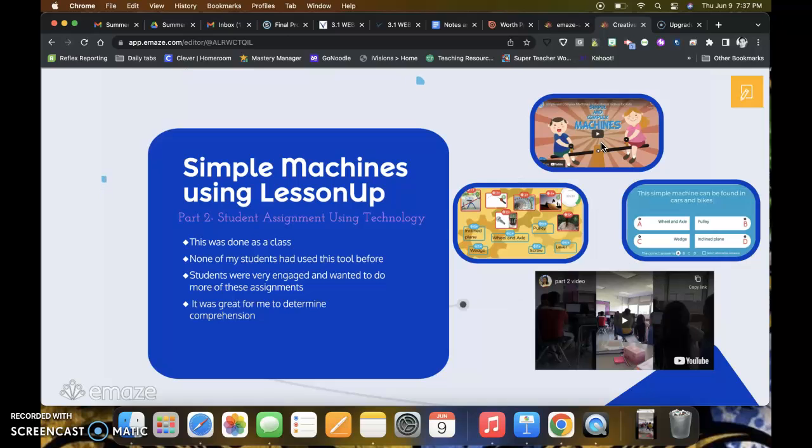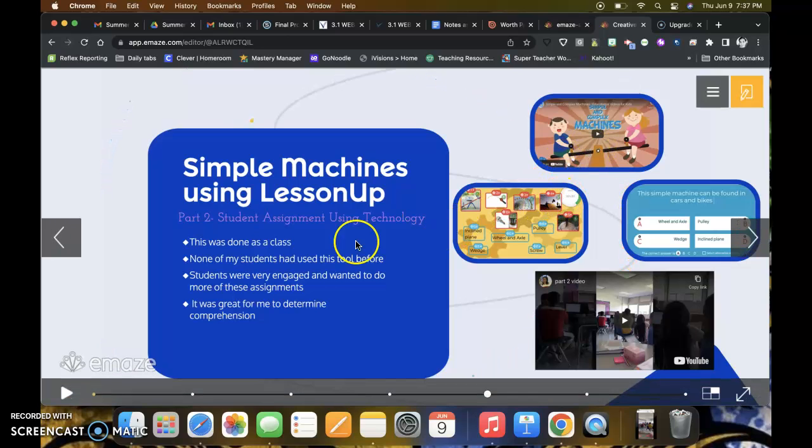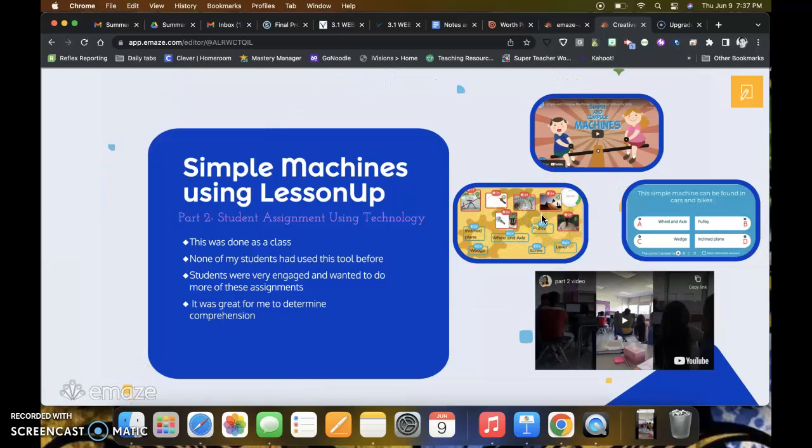When the video was done, they had to remember some information from the video. So then they did a matching activity, like match the picture to the simple machine name, which is this one right here. And then we went through it one by one after they were finished. It was displayed on the board, and they would get so happy if they had it right, or kind of mad if they had it wrong, but they were so invested.